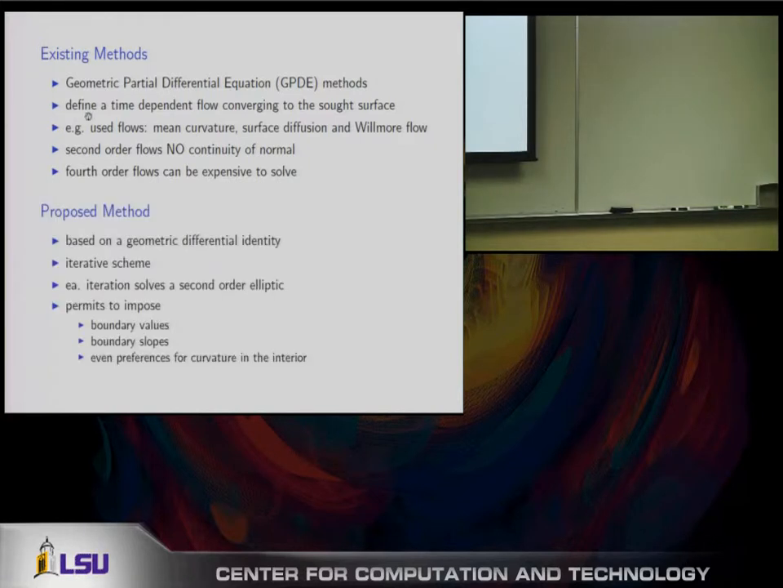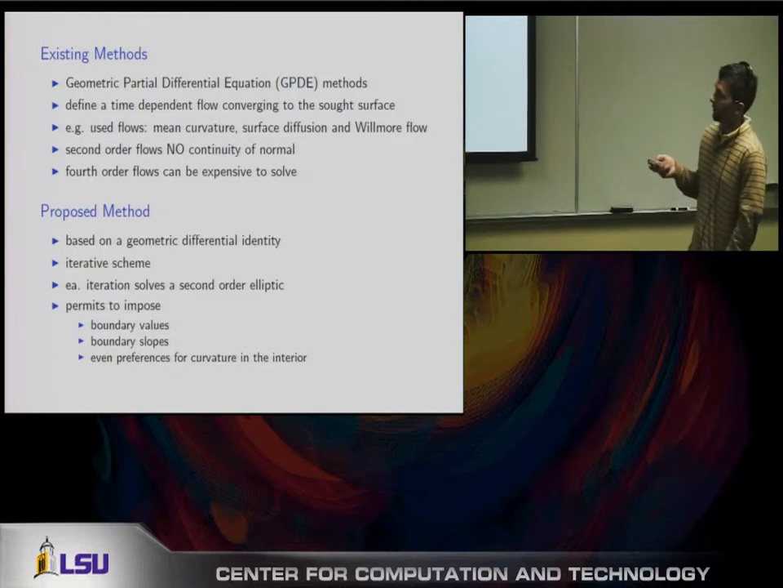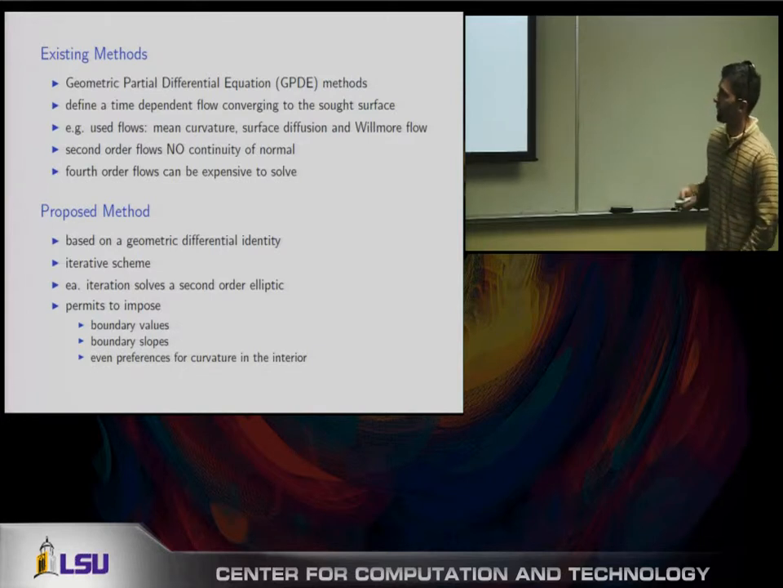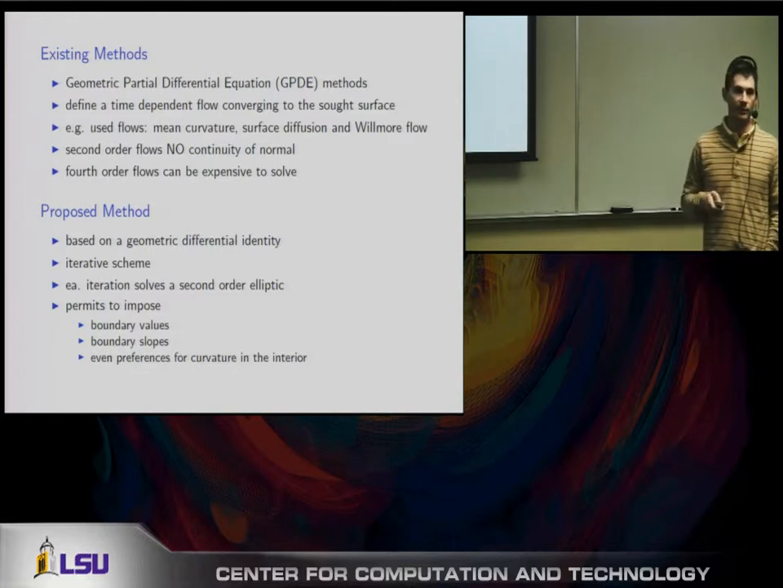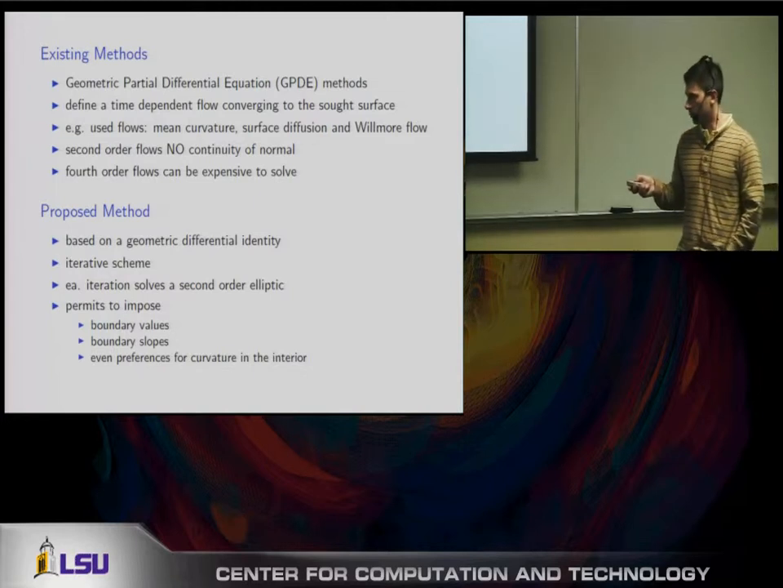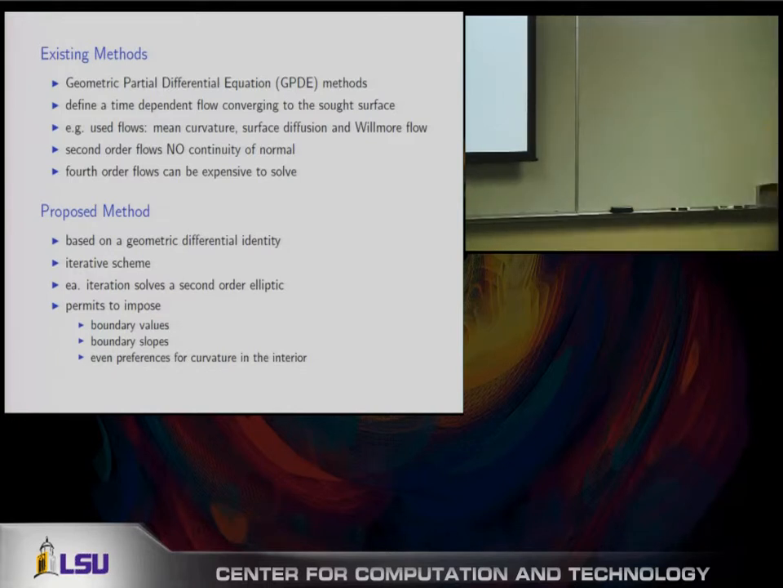So the method that I propose is based on a geometric differential identity. It generates an iterative scheme. There is no timing in the method. And in each iteration, I solve only a second order elliptic problem on the surface. But even though being second order, it allows to impose not only boundary values, but also boundary slopes and even preference of curvatures on the interior.